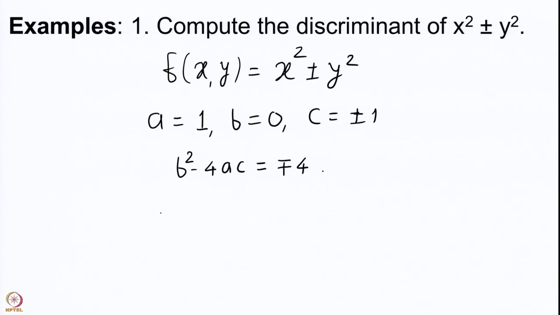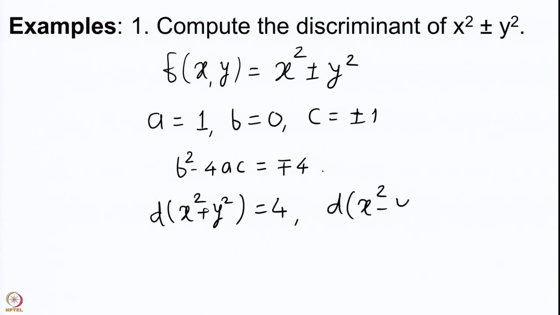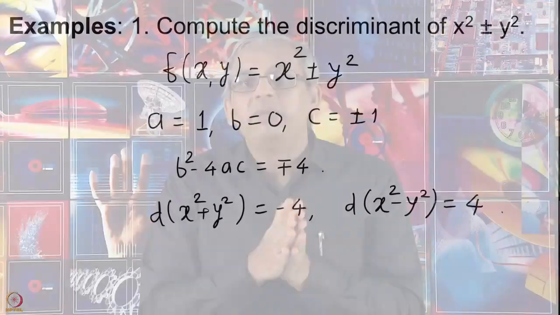That means the discriminant of x square plus y square is minus 4, and the discriminant of x square minus y square is 4. This is very funny because when we had plus sign in the form, the discriminant was negative, and when we had negative in the form, the discriminant is actually positive.